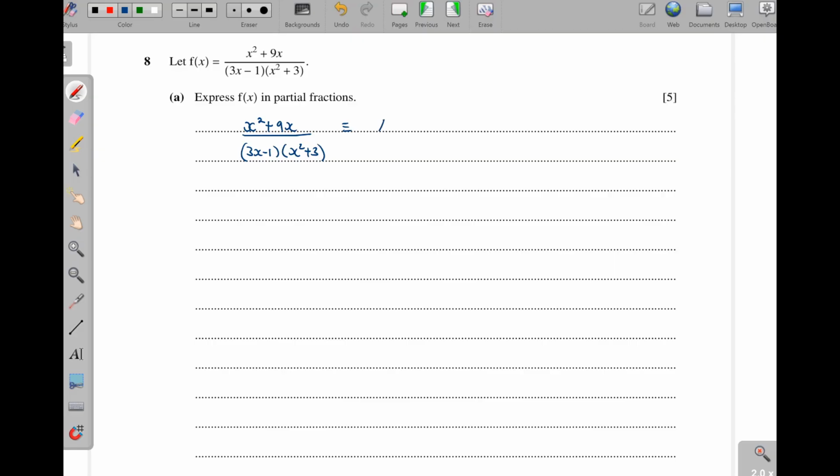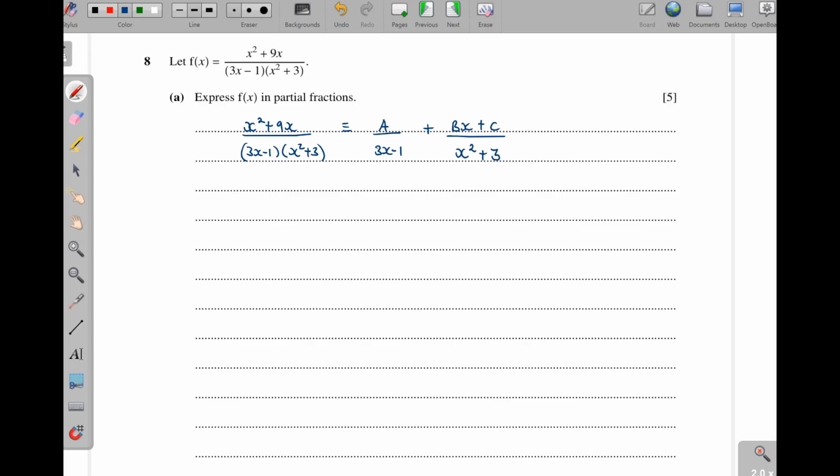This one can be the same as A over 3x minus 1, this being linear, and then we shall have Bx plus C, because this one is a non-factorizable quadratic factor, over x squared plus 3.